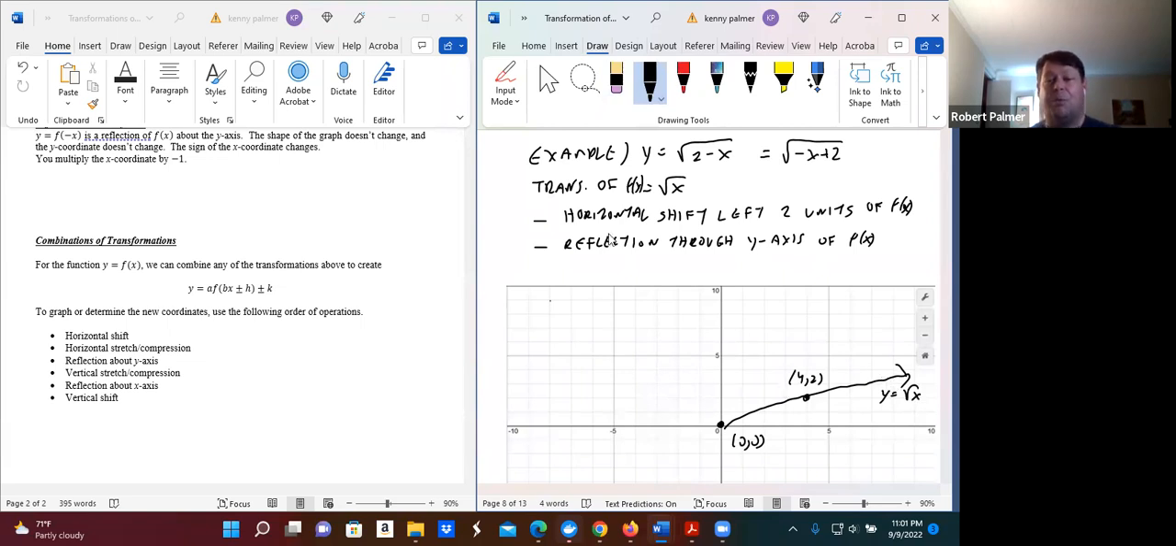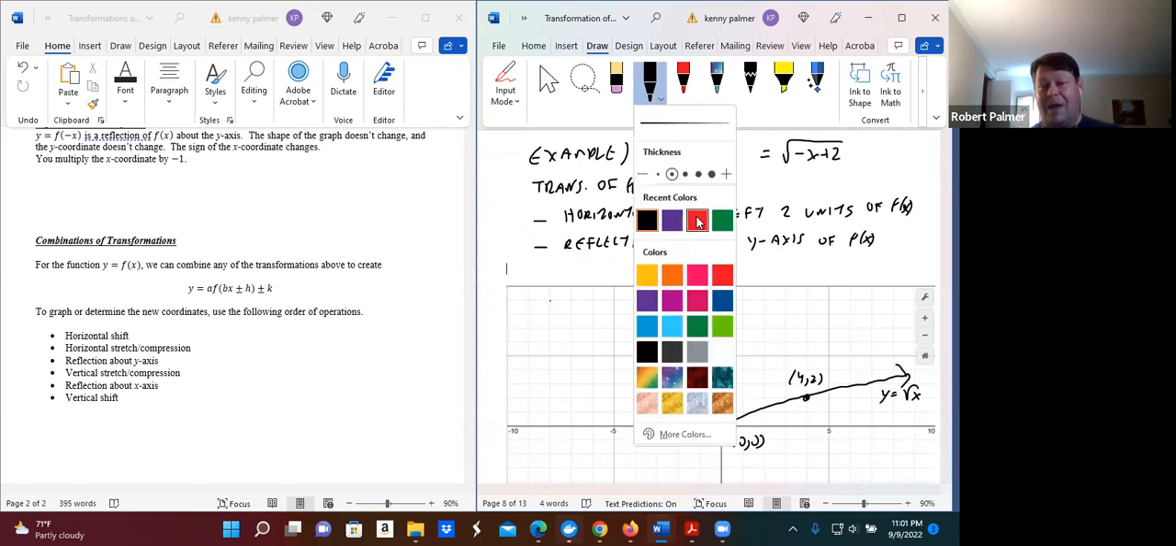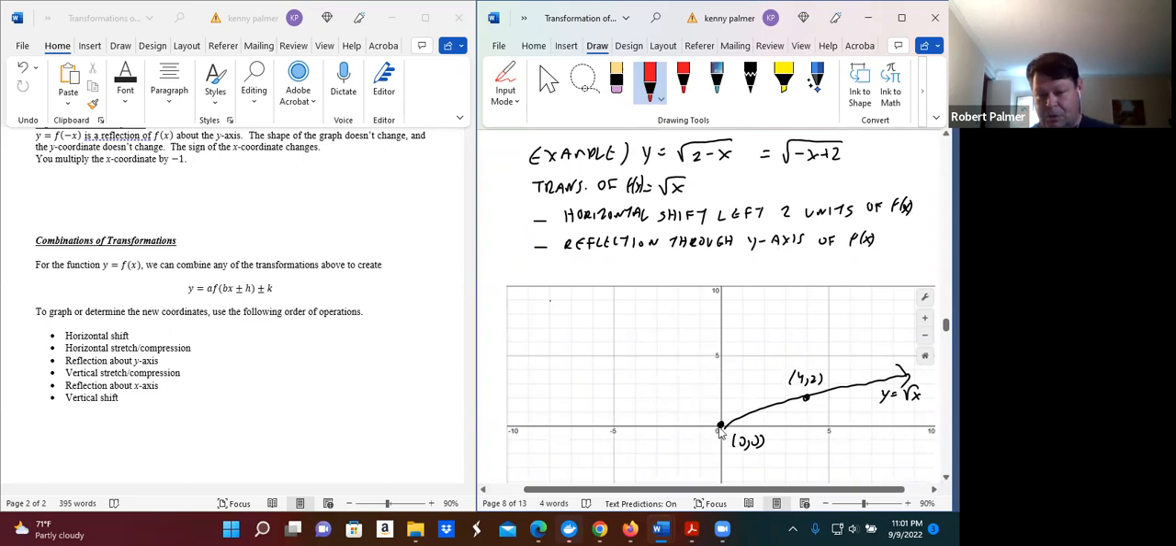Okay, now, once again, what we do first is this horizontal shift to the left. So once again, our shape is going to stay the same. And then it's only going to affect our x coordinates. So we're going to subtract 2 from all our x coordinates. So let's do an intermediate graph for that. I'm going to do that in red. So this point 0, 0 is going to go to negative 2, 0. And this point 4, 2 is going to go to 2, 2.